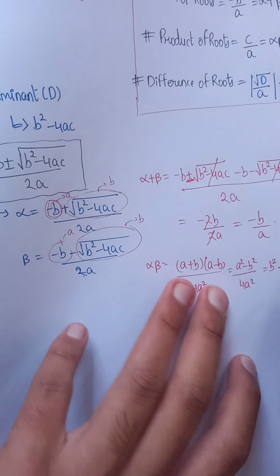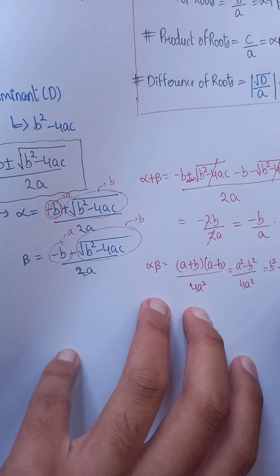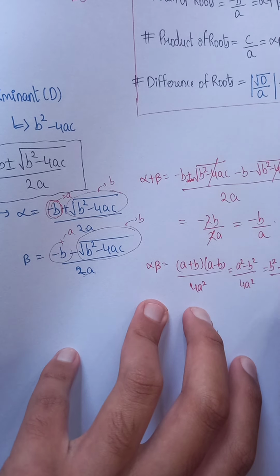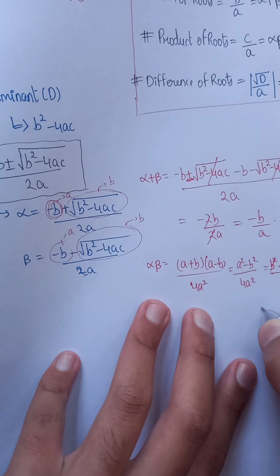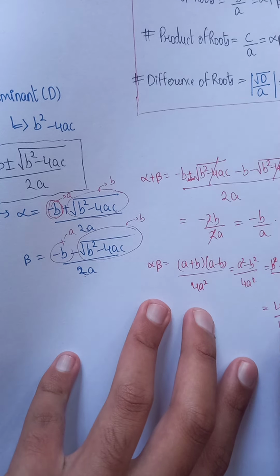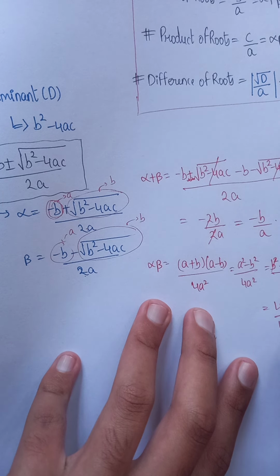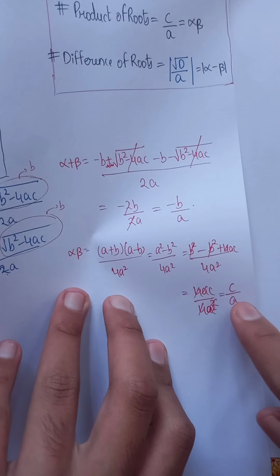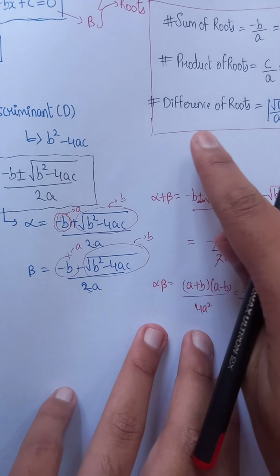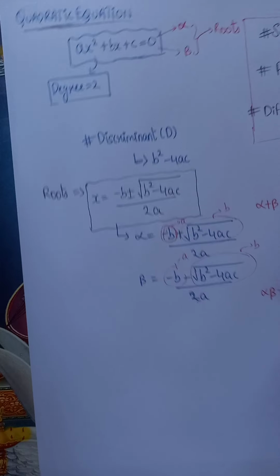So which means we get minus b square plus 4ac on 4a square. B square gets cancelled. Now we have 4ac divided by 4a square, okay? So 4 gets cancelled, a gets cancelled, so c by a. C by a is the formula. The same we can try for the difference of the roots, okay?